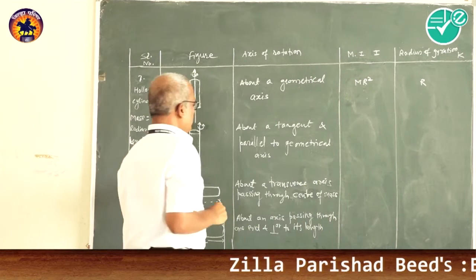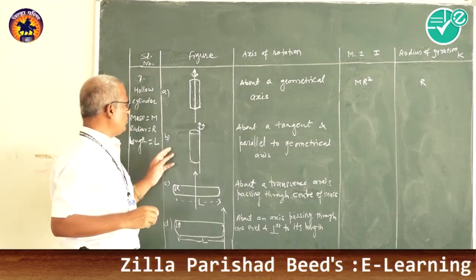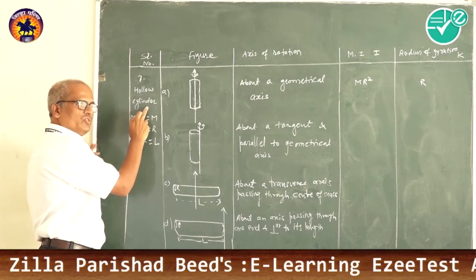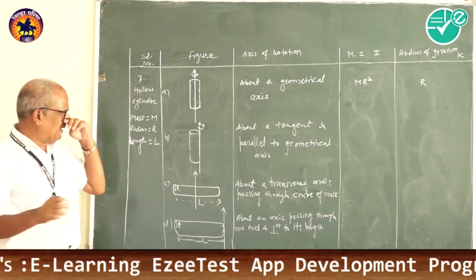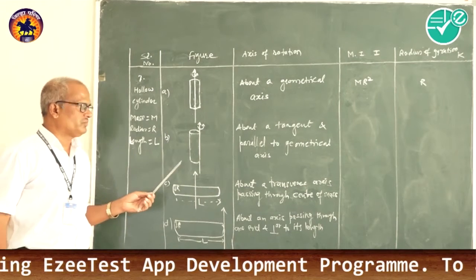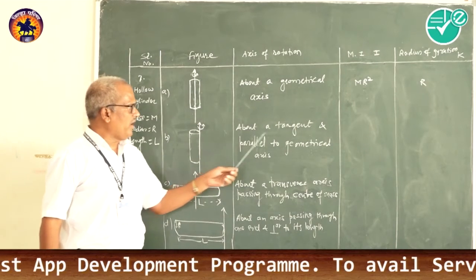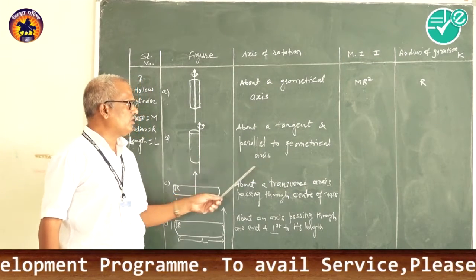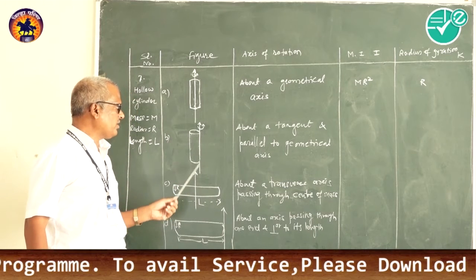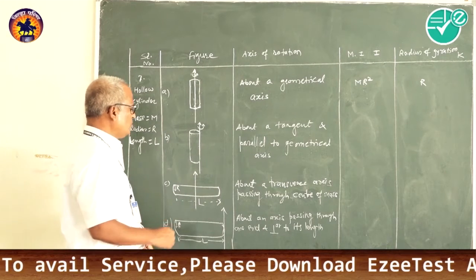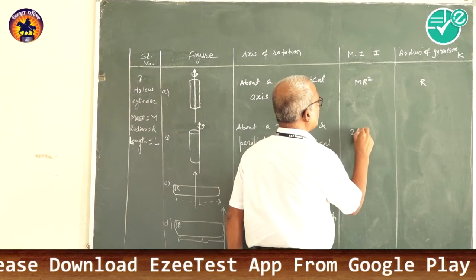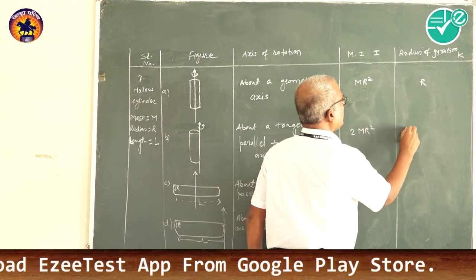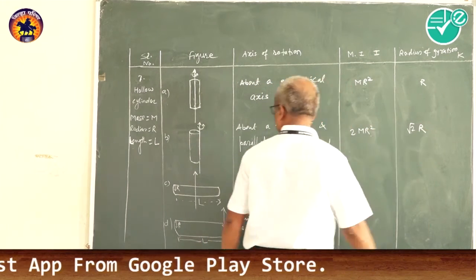Now the second case is about a tangent: the moment of inertia of a hollow cylinder of mass m, radius r, and length l about a tangent parallel to the geometric axis. This is the tangential axis. So the moment of inertia in this case is 2mr square and the radius of gyration is root 2 r.